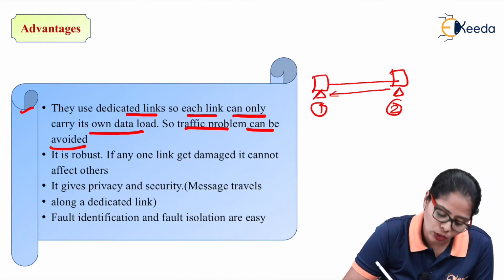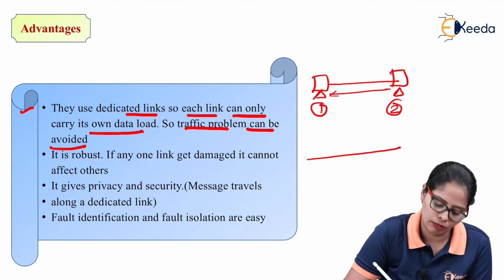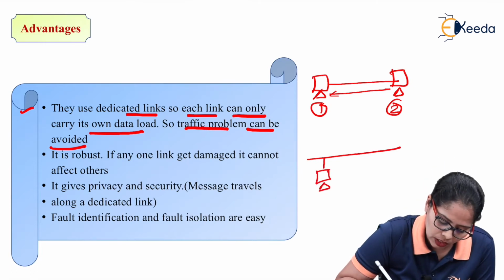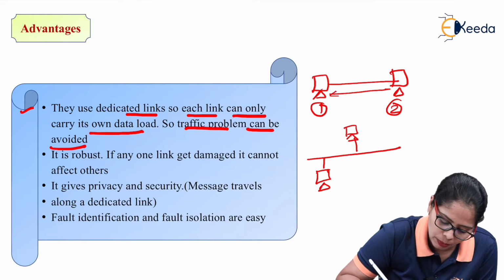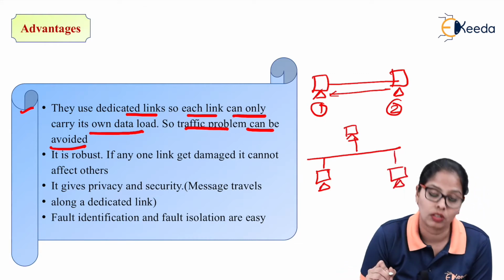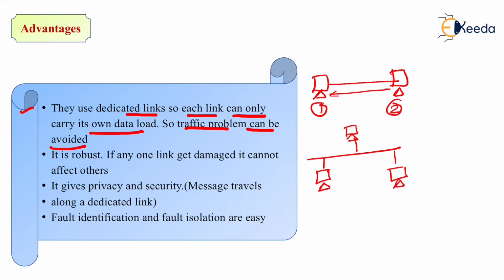Now for example, if you are using a shared cable, here this is one computer, here there is another computer, again here there is another computer. Now can you see here, the same cable is shared by 3 devices, 1, 2, 3. So here at a time only one computer can send its traffic and the others have to wait for their chance. But in the dedicated link you will not find this problem, because only the traffic which is related to 1 and 2 will be sent over here.